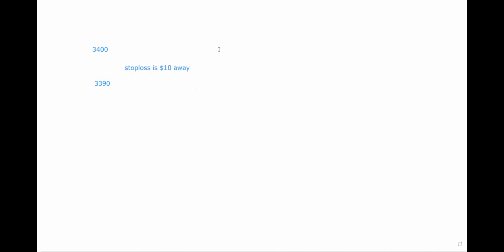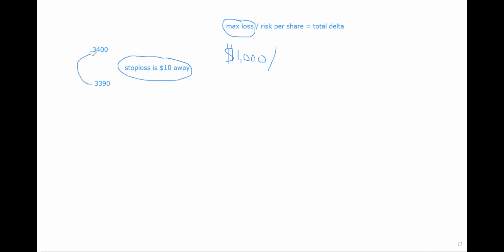So what you would do here is a simple formula, right? The formula is your max loss divided by your risk per share equals your total delta. What does that mean? So your max loss is the dollar amount that you are risking on the trade. So let's say, for example, I want to risk $1,000 on this trade, right? Now, what would my risk per share be? My risk per share is basically how far the stop loss is from the entry, right? So in this case, the risk per share is $10. And the total delta after dividing it would be 100.